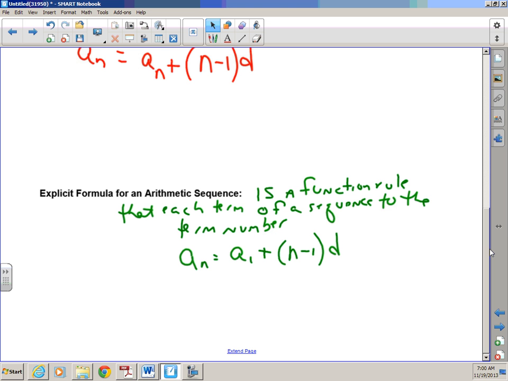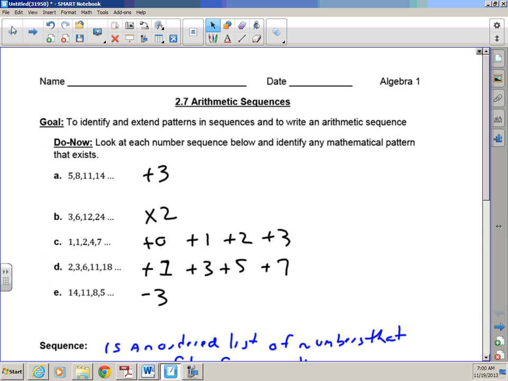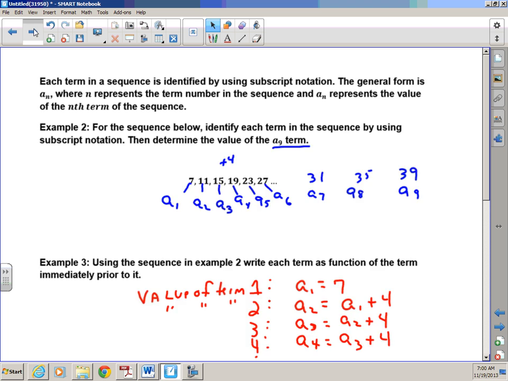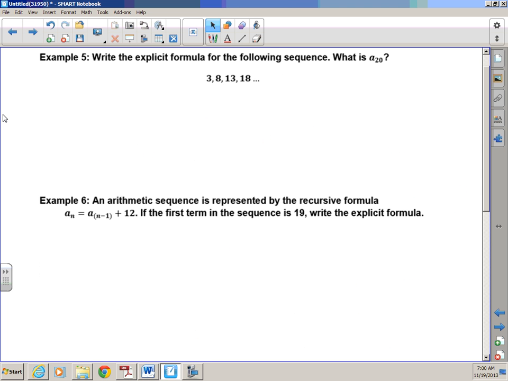So, let's practice with a couple of these. Orientation's a little off, so I apologize. Now, you are going to have to know these formulas. Unfortunately, there's no way around it.